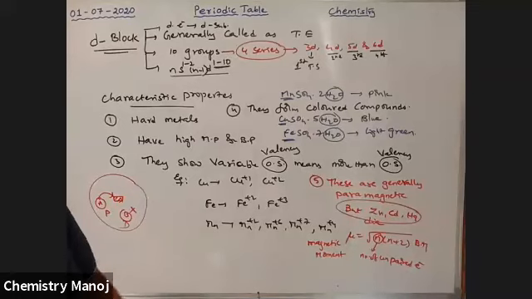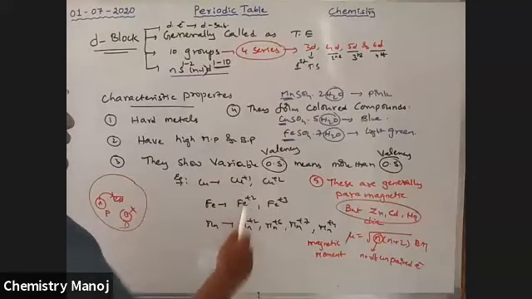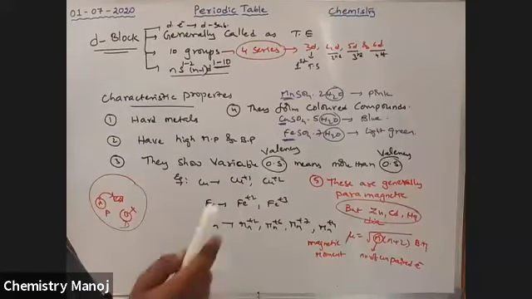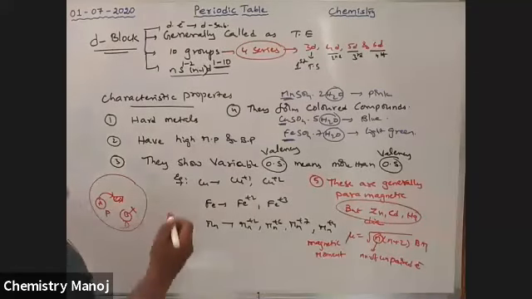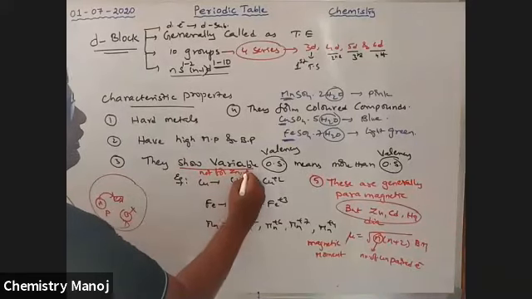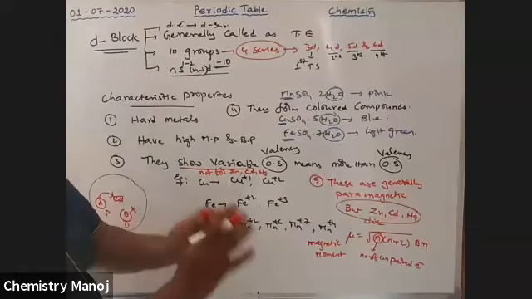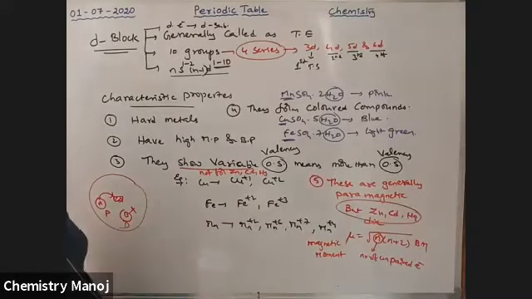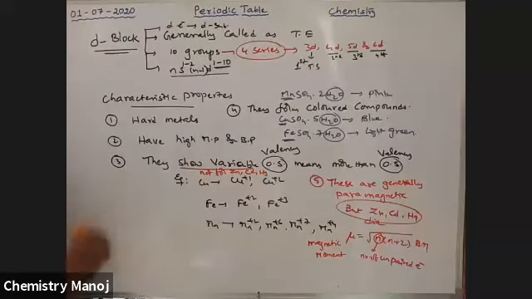So next one. Variable valency, this is also due to the unpaired electrons. So zinc, cadmium, mercury don't show variable oxidation state. So variable valency is not for zinc, cadmium, mercury. That means, my dear boys, all these properties are applicable only for transition elements, not for zinc, cadmium, mercury. Next point, that is, they form complex compounds easily.